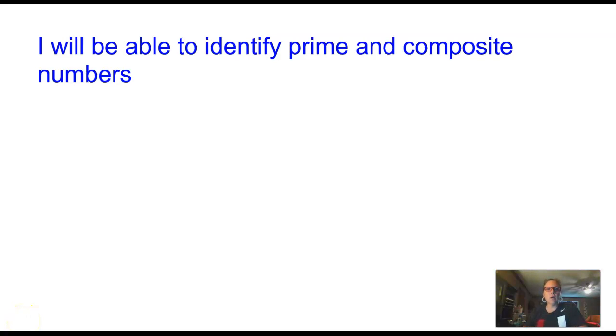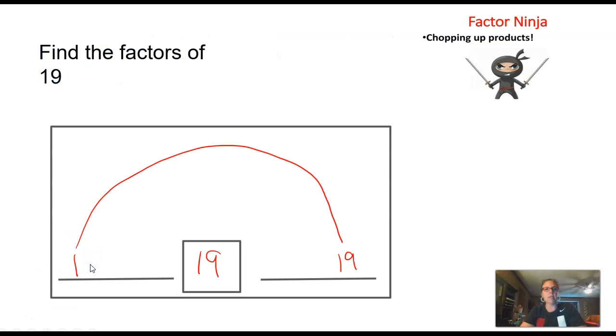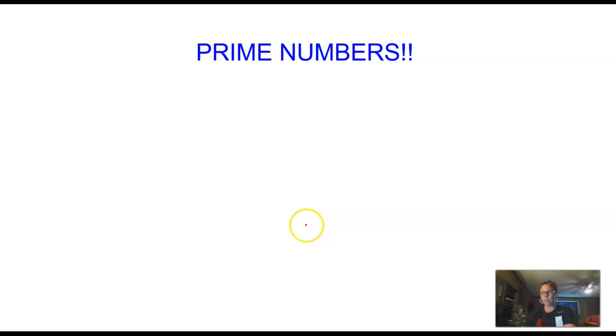So in this lesson, you will be able to identify the difference between a prime and composite number. Okay, so the end of our last lesson had this factor rainbow, and you were to find the factors of 19. And remember, there was just 1 and 19. And remember, I said, what is that called? That is called a prime number.